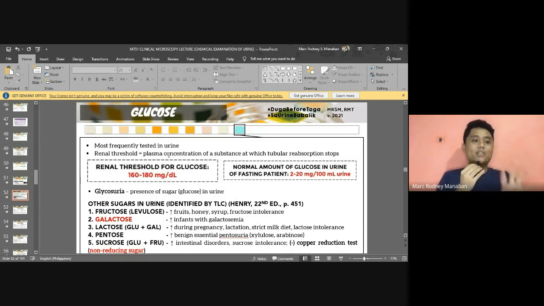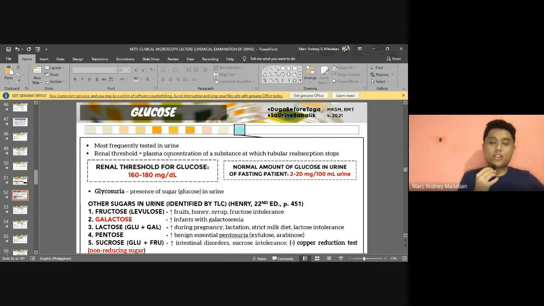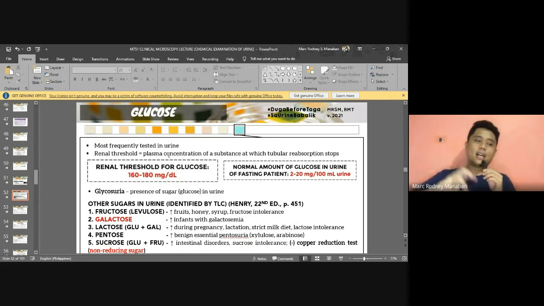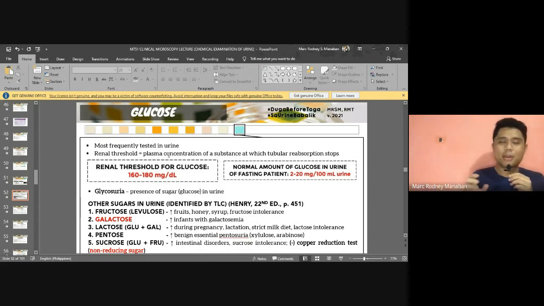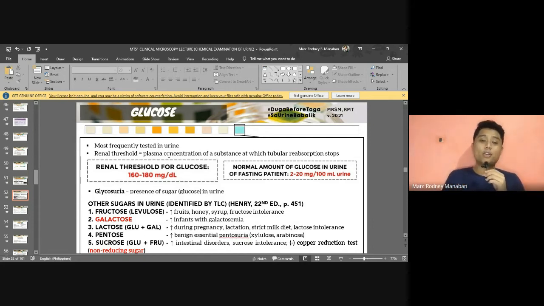But in diseases such as diabetes mellitus and renal associated diseases that could have led to the introduction of glucose in your urine, then the concentration of glucose in your urine will be high, alright? And primarily the appearance of glucose in your urine is highly dependent on its renal threshold, and we have discussed that already.